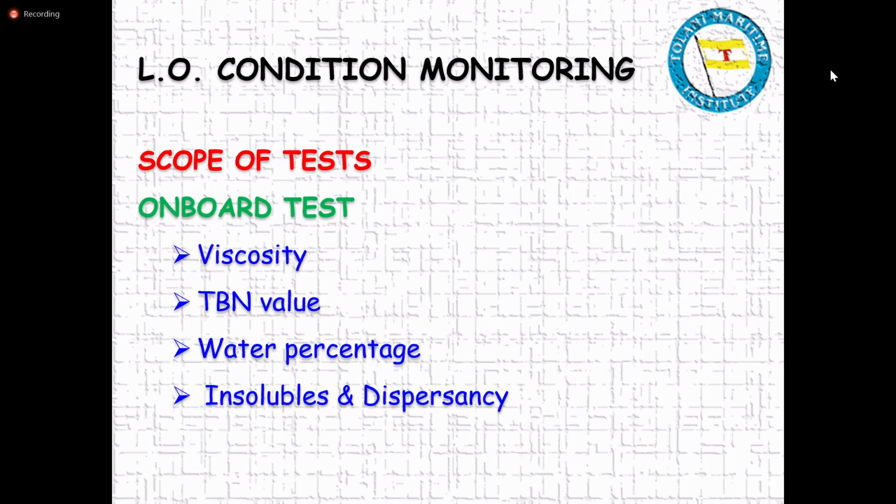Scope of onboard test is viscosity, TBN value. And then we have water percentage. There is a portable kit for TBN value and water percentage, using which you can do that. Insoluble and dispersancy, I'll talk about. So I'll talk about some of these tests later.